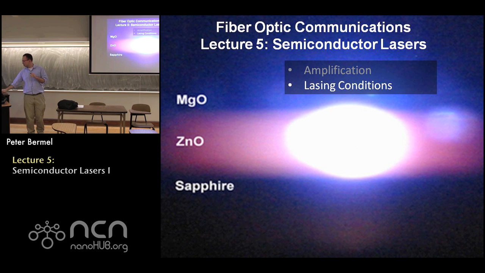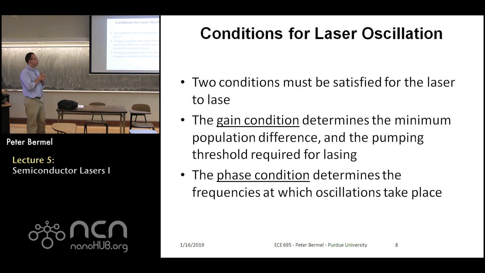Okay, so for the next part, I'm going to talk about what conditions are needed for lasing to really occur. Basically we need to put together all the pieces that we've discussed so far, and we need to satisfy the following two conditions. The first is the gain condition. The gain condition means that you have enough of a population difference that you can reach or exceed the pumping threshold for lasing to occur. This means that essentially the gain has to be equal to all the losses and light that's leaving the system, so it's basically achieved steady state.